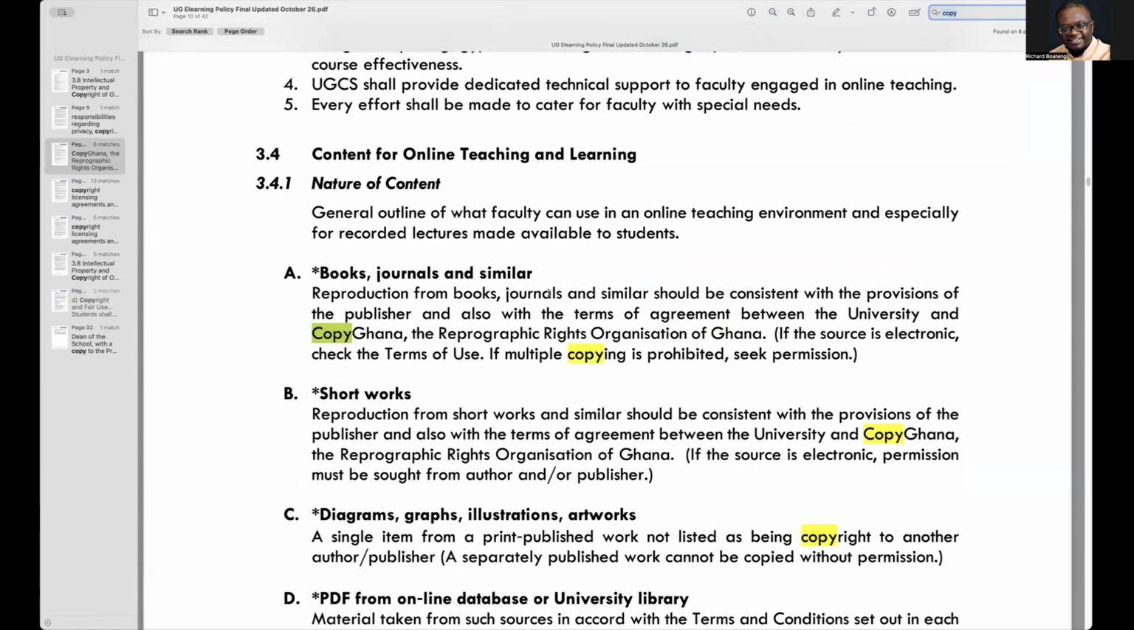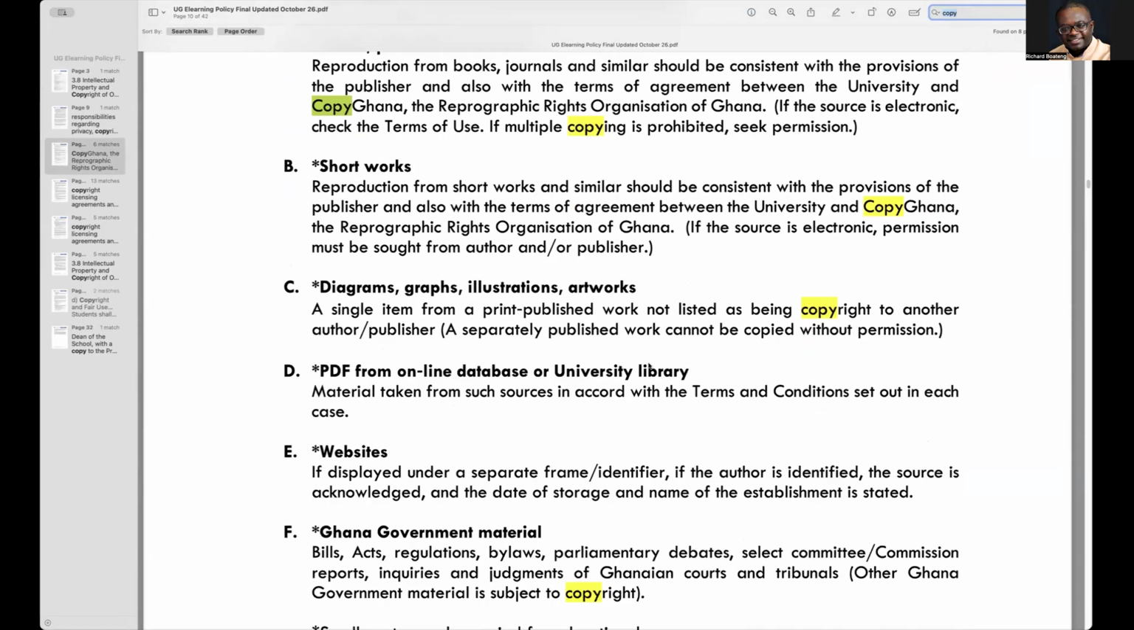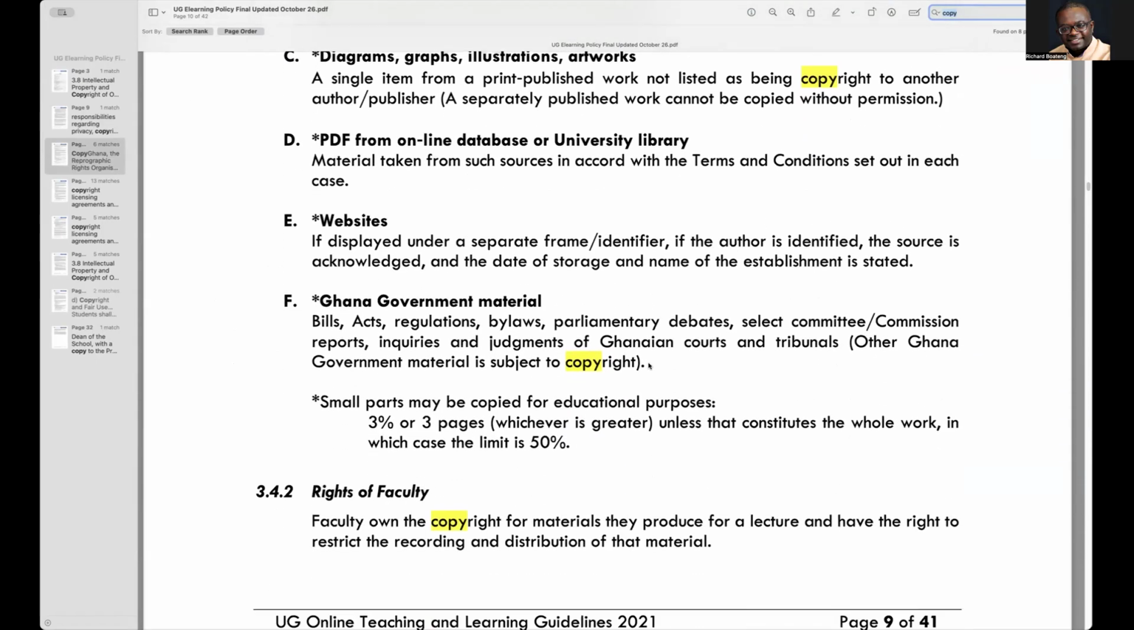Reproduction of books, journals, and similar content should be considered with the provisions of the publisher, and also in terms of the agreement. The University of Ghana had to sign an agreement between the university and Copy Ghana, the Reprographic Rights Organization of Ghana, that gives you permission to photocopy. I didn't even know there was something like that. And according to them, you can only photocopy up to 10%. Look at this, they say that small parts may be copied for educational purposes.